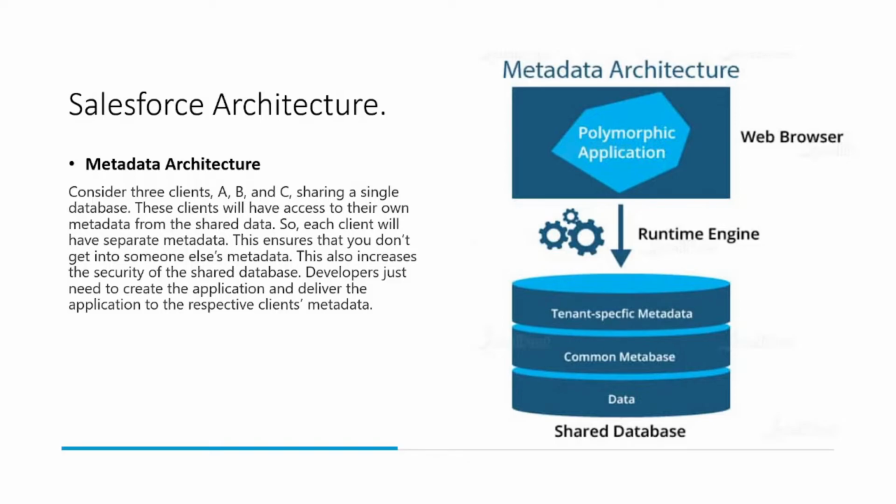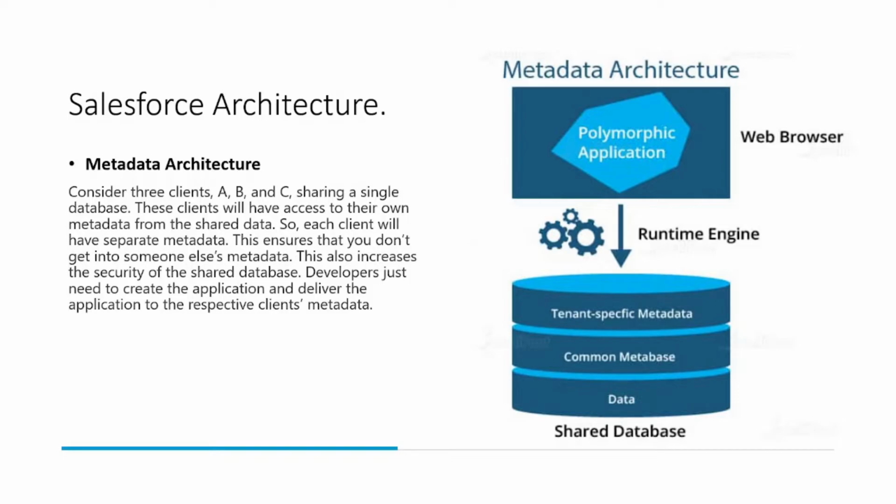So here it is. Let me read. I have already explained it. Consider three clients A, B, and C sharing a single database. These clients will have access to their own metadata from the shared data. Each client will have separate metadata. This ensures that you don't get into someone else's metadata. So here is the answer: your separate metadata always makes sure that you won't get into another org or access someone else's data.